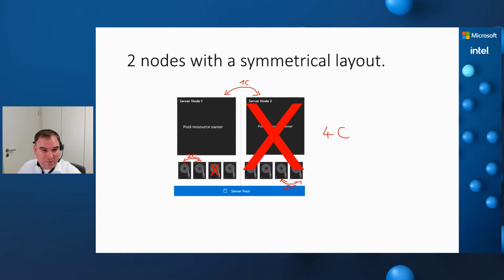But this is a very specific scenario for 2 nodes. It's not available in 3 or 4 nodes. In 3 or 4 nodes, we have the 3-way mirror as a maximum for the resiliency configuration.